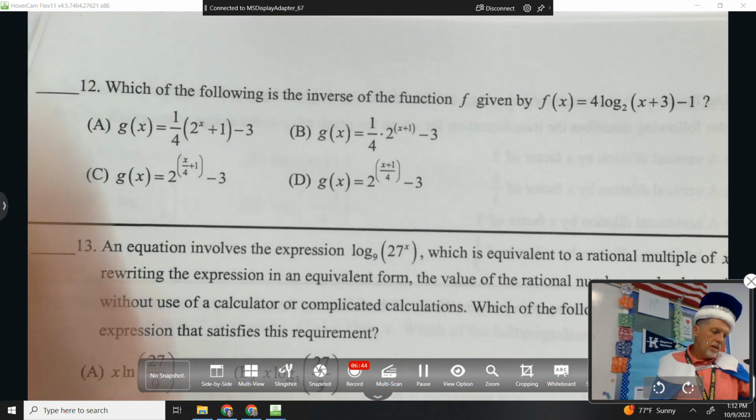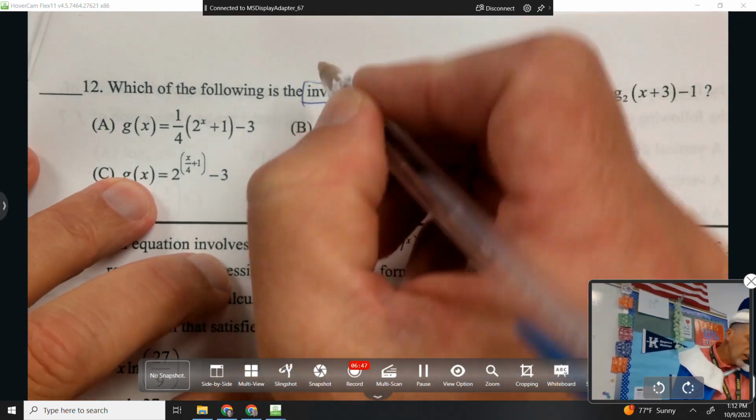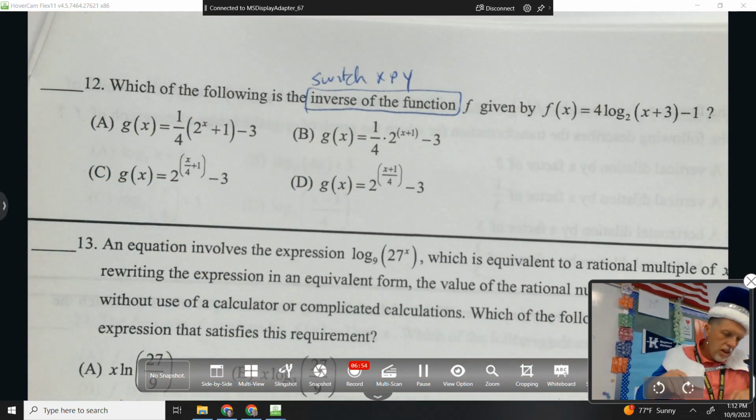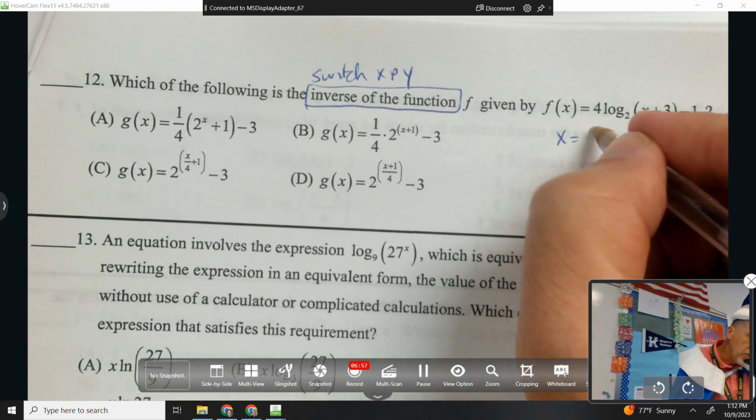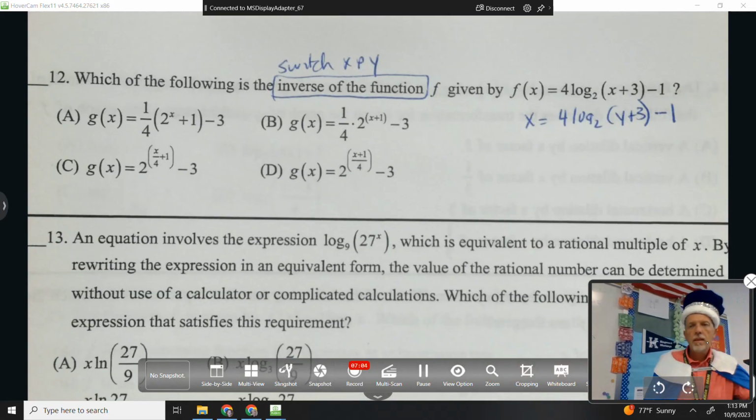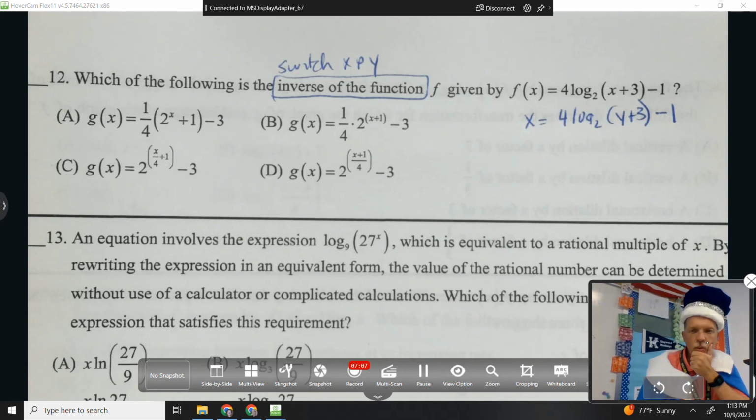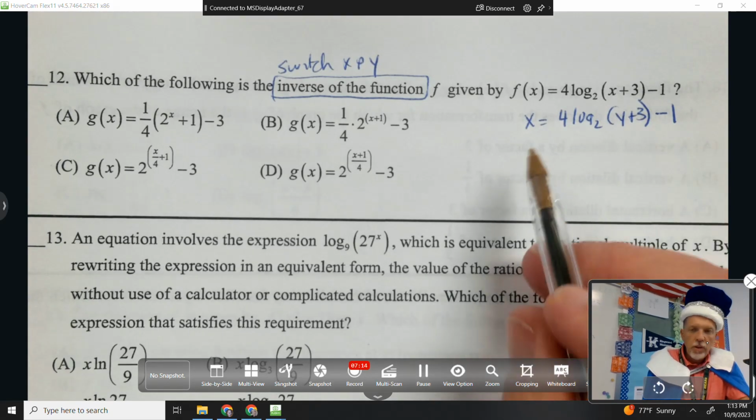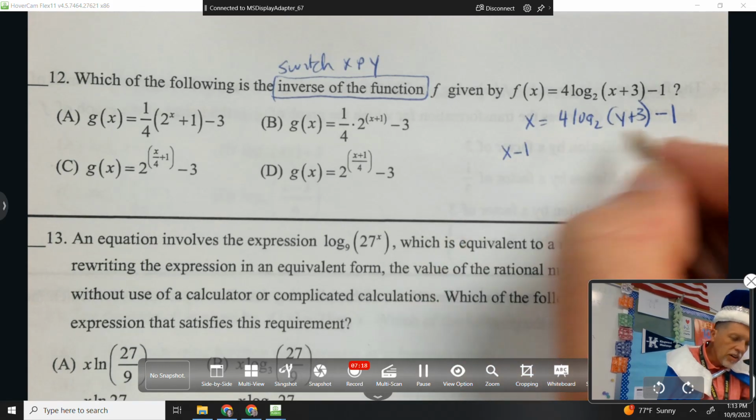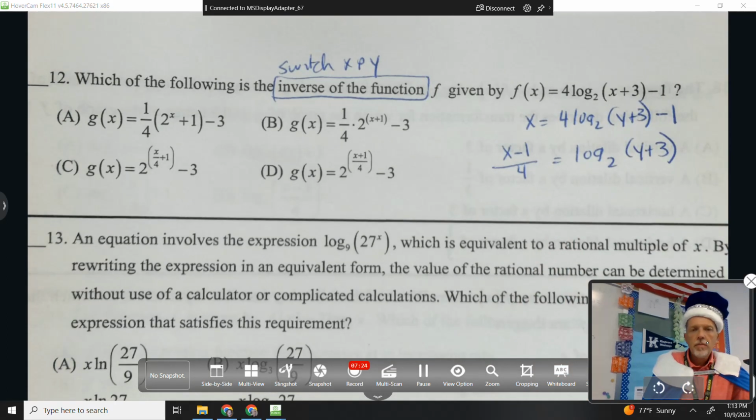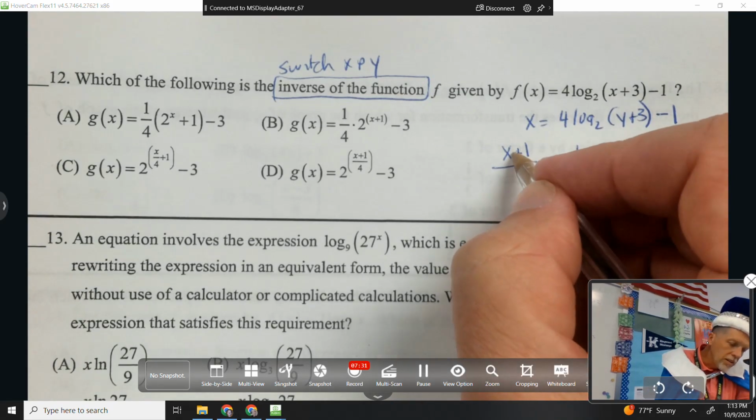Number 12. Which of the following is the inverse of the function? Switch x and y. Given by, okay, well, let's switch x and y, and then we'll solve for y. Okay, a lot of pieces going on to this one. I want to get y by itself. Eventually I'll fishhook, but I can't do that yet. So let's start peeling off the pieces. A couple things at once here. Subtract the 1, divide by 4. And I can, whoops, don't subtract the 1, add the 1 to get it over.